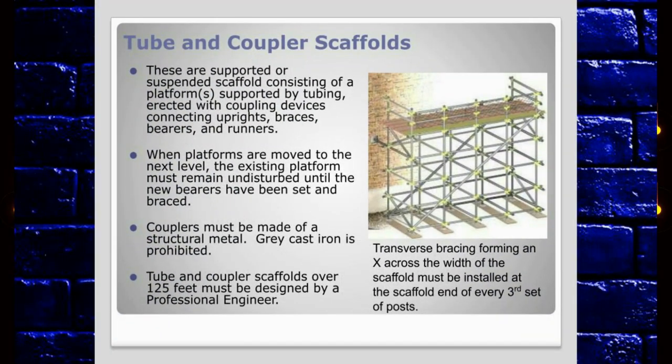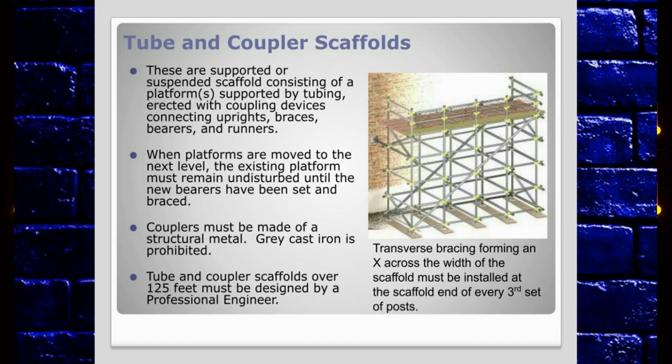Tube and coupler scaffolds. These are supported or suspended scaffolds consisting of platforms supported by tubing, erected with coupling devices, connecting uprights, braces, bearers, and runners. When platforms are moved to the next level, the existing platform must remain undisturbed until the new bearers have been set and braced. Couplers must be made of structural steel. Gray cast iron is prohibited because it can shatter. Tube and coupler scaffolds over 125 feet must be designed by a professional engineer.